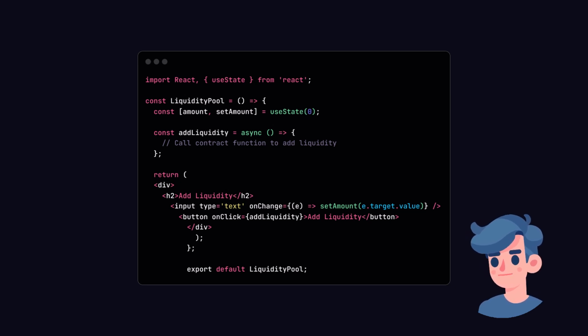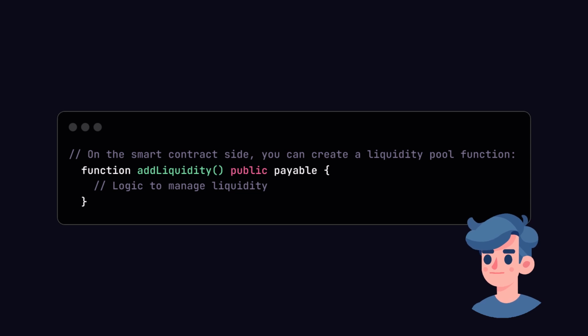The next key aspect of DeFi is the use of liquidity pools, which allow users to provide tokens and earn interest on them. Let's explore how a liquidity pool works. In this component, we accept an amount of tokens to add to our liquidity pool and interact with the smart contract accordingly. Additionally, we need to manage and track liquidity, which involves more complex state management and interactions with smart contracts.